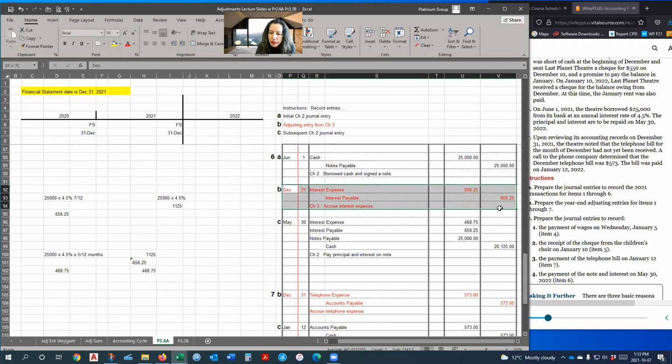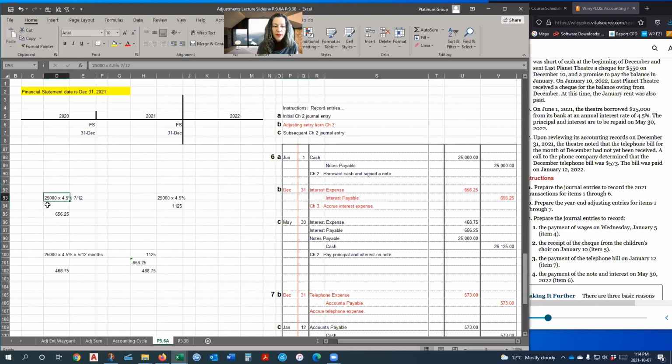Now at the end of the year, what we're going to have to do is accrue the interest. When you borrow money from the bank, the bank doesn't let you use their money for free. You have to pay interest. So first we have to determine how many months. We're looking at June 1st to December 31st. So June, July, August, September, October, November, December, 7 months. So we have to accrue 7 months worth of interest.